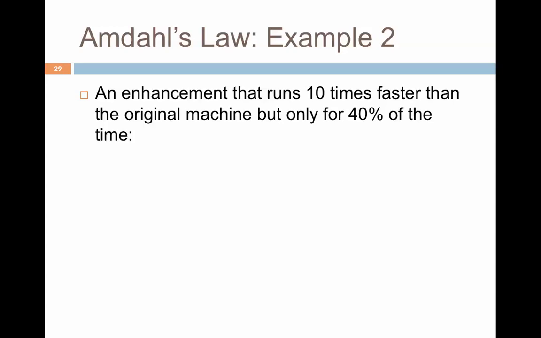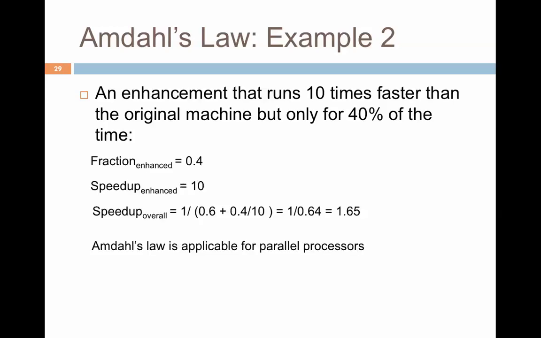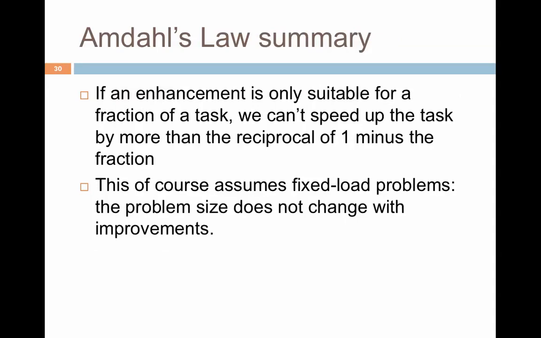Right? So you need to first figure out what is the fraction enhanced. 40%. 1 minus fraction enhanced, 60%. Fraction enhanced is by a factor of 10. So the solution is 0.4, fraction enhanced is 10, its speed up will be 1 divided by 1 minus fraction enhanced, which is 0.6, plus fraction enhanced, which is 0.4 divided by 10, so it's 1.65. And obviously, Amdahl's law is very much applicable for even parallel processors.